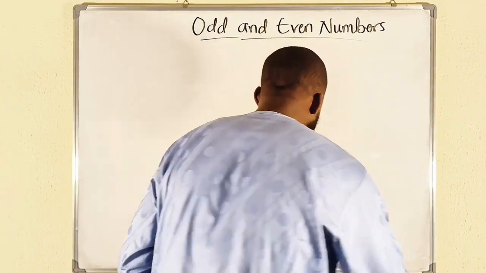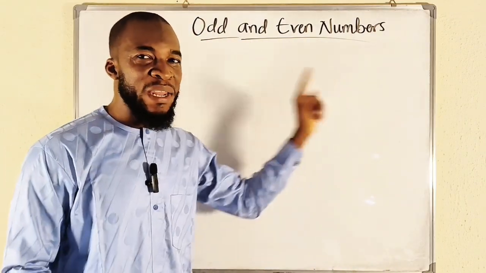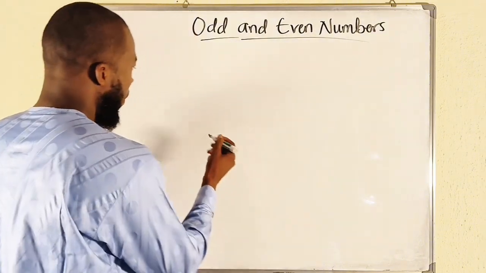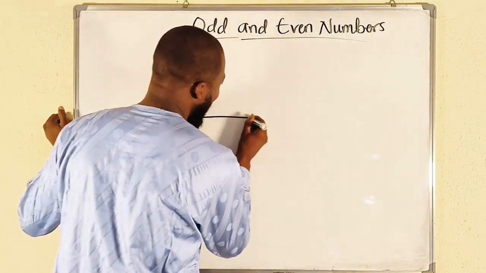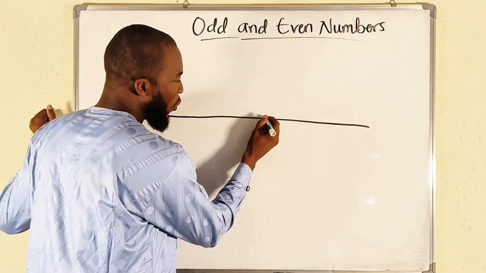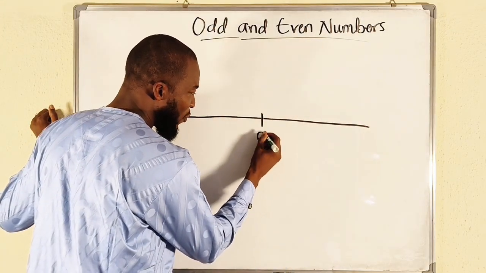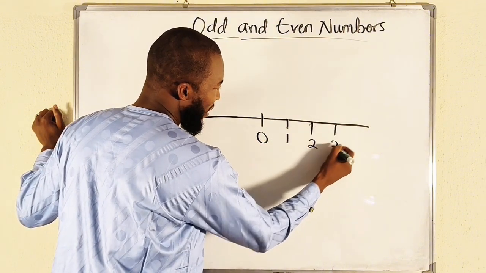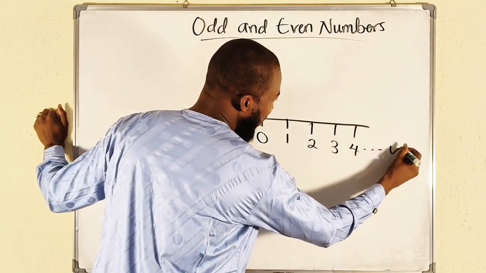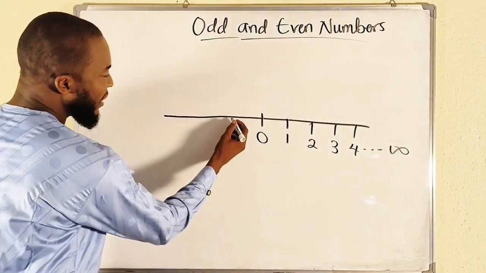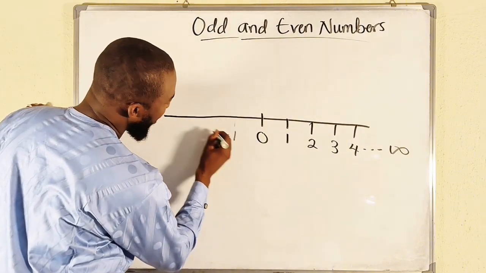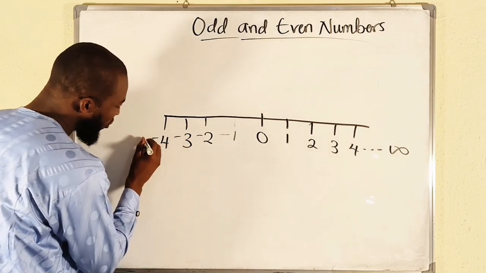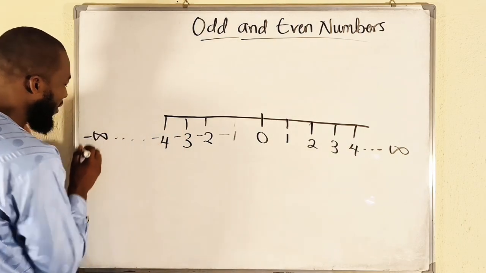So let me illustrate something here before we come back to odd and even numbers, because we are going to talk about odd and even numbers in this lesson. So what are integers? Integers are numbers on the number line. Remember, I told you that the origin, the middle number here, is 0. If you move to the right, we have 1, 2, 3, 4, and so many other numbers up to positive infinity. If you come to the left, we have negative numbers, -1, -2, -3, -4, and so many other numbers up to negative infinity.